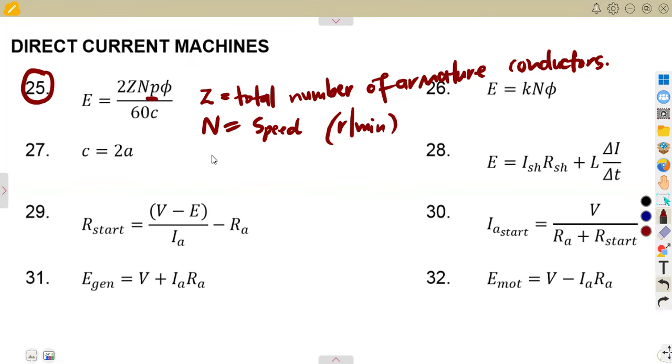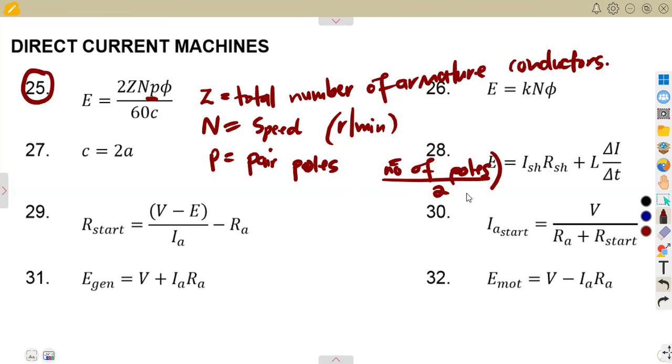All right, then we have got the P, which is the pair poles, the number of pair poles. If you're given the number of poles, then the pairs are just the poles divided by 2. Remember, a pair means two things that are representing the same thing. So to obtain that pair, it is what you're given divided by 2. That is the one that you're representing as your P.